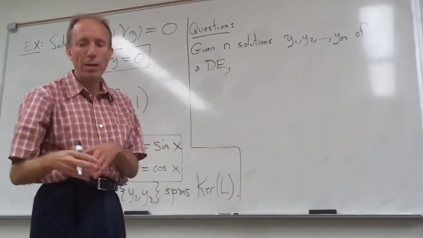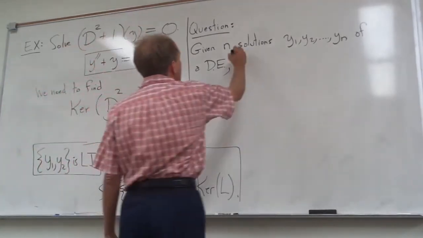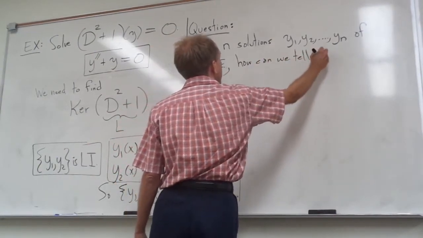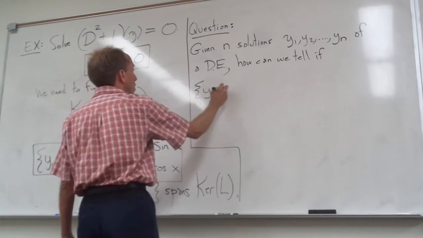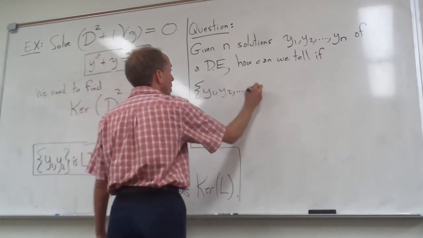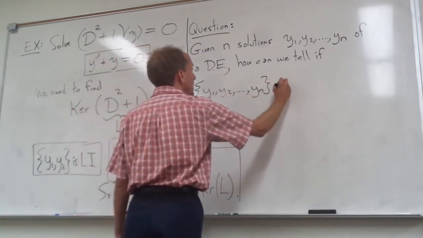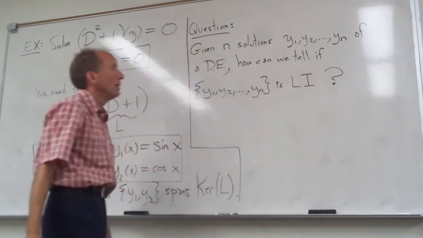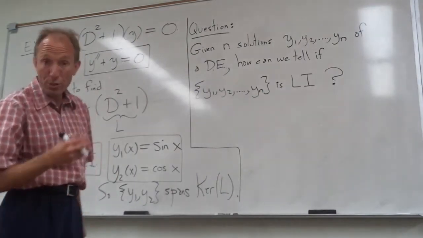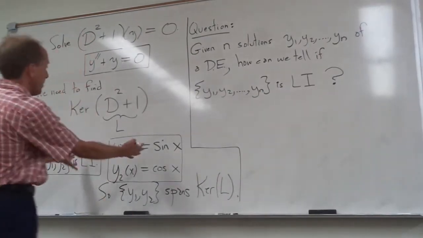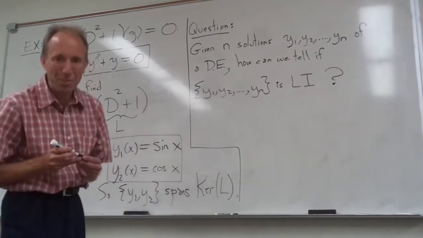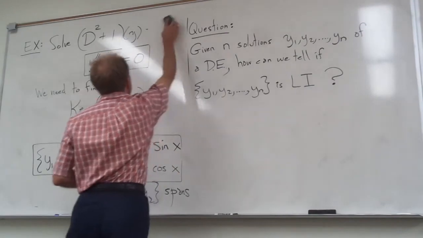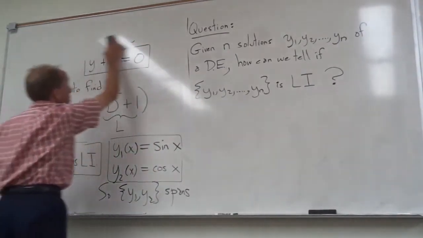So if I have a differential equation and I find n solutions, how can we tell if that set of solutions, y1, y2, dot, dot, dot, up to yn, is LI? That would be maybe not an obvious thing to answer. Here it's easy, because these two functions are not scalar multiples of each other. But in general, it might be a little bit trickier to figure that out.